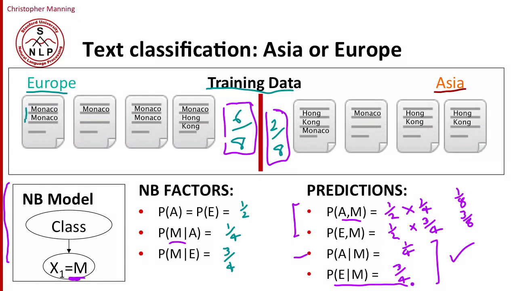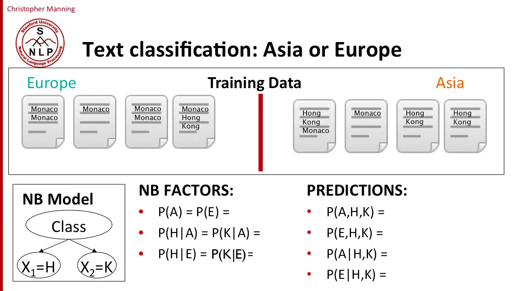But now let's look at another example. In this example, we have exactly the same training data, so the prior probability of each class is a half, but this time we're going to be working with documents with Hong and Kong in them. So the probability of a word being Hong, given it's about Asia, is 3 out of 8. And the probability of Kong given it's about Asia is again 3 out of 8. Then over here for Europe, there's 1 instance each of Hong and Kong, and there are 8 words in total, so we've got probabilities of 1/8.